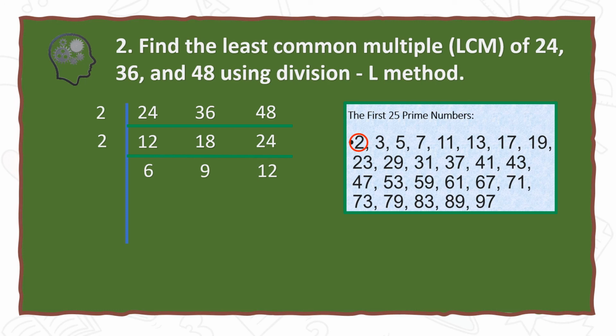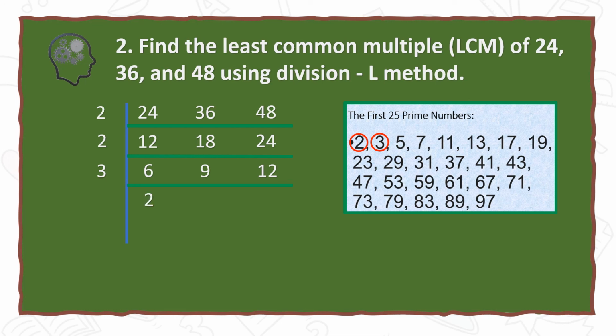Let's check 6, 9, and 12 once again. Are all of them divisible by any prime number? By 2. Are all of them divisible by 2? No. How about 6 and 12? Are 6 and 12 divisible by 2? Yes. How about if all of them will be divided by 3? Could it be? Yes or no? Yes. All of them can be divided by 3 without remainder.